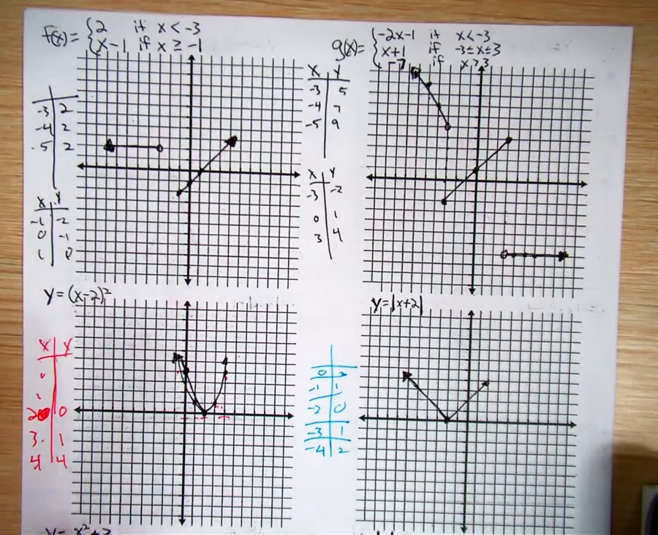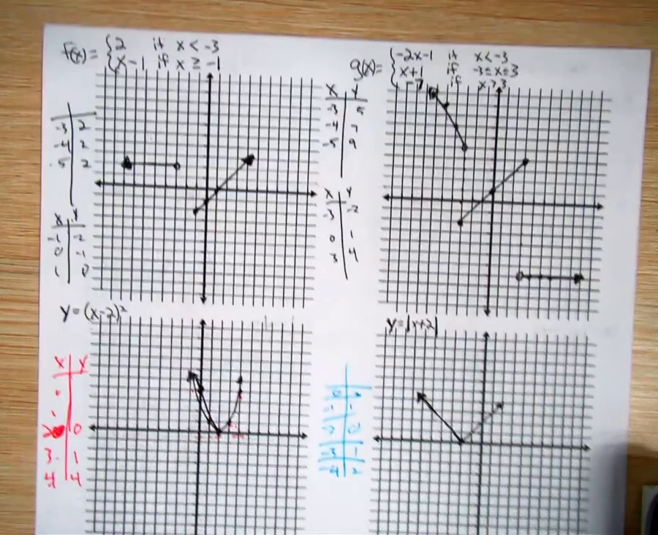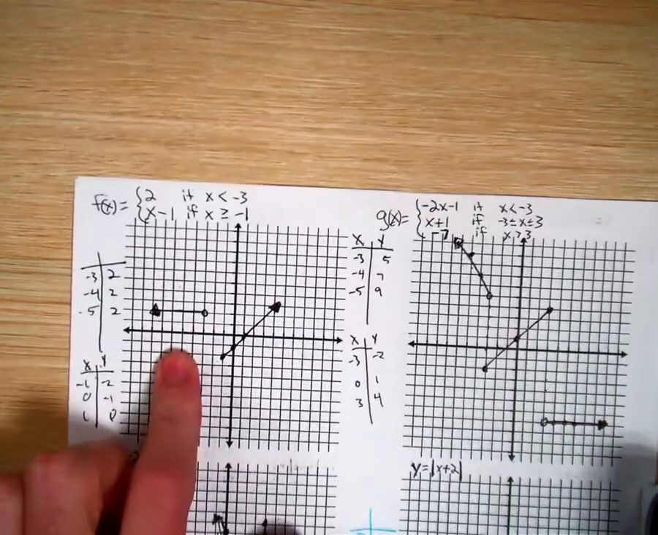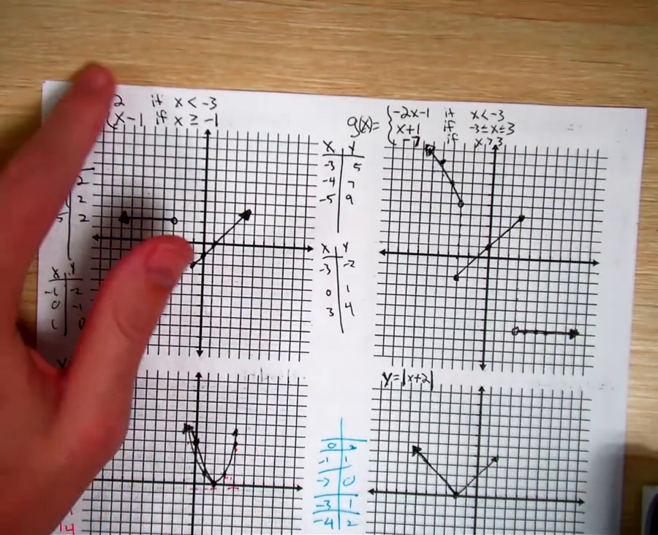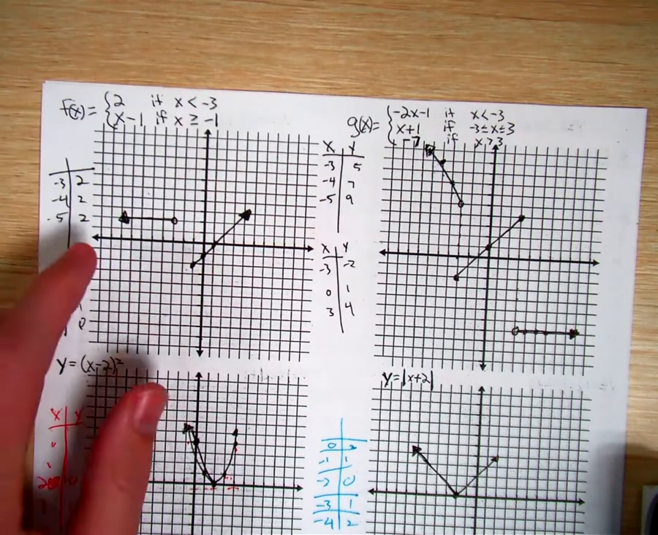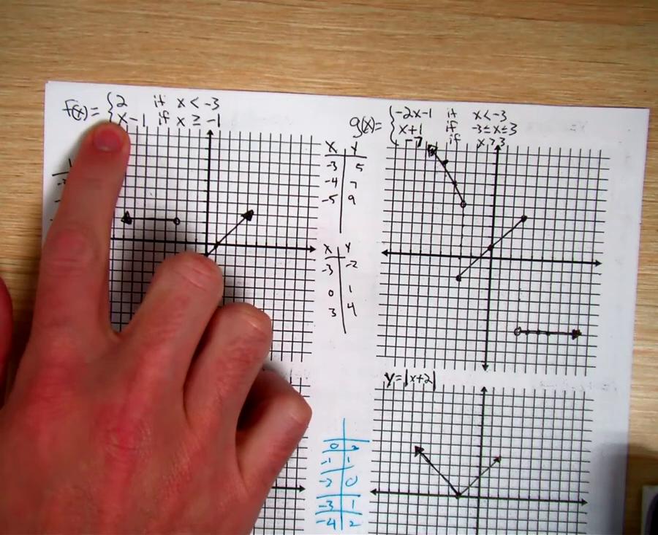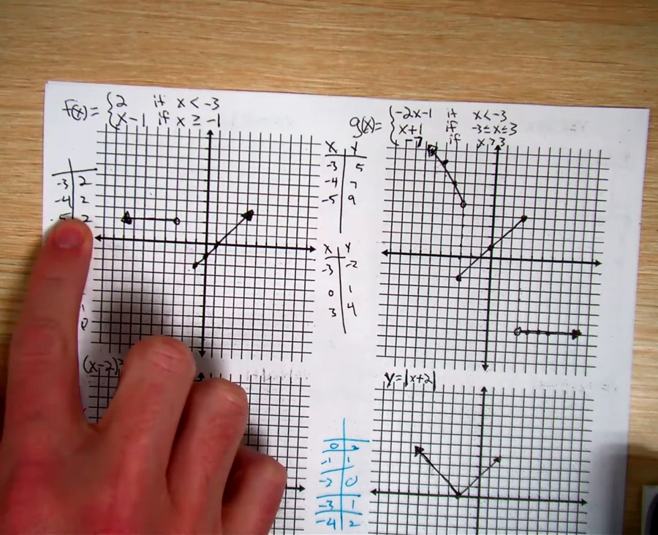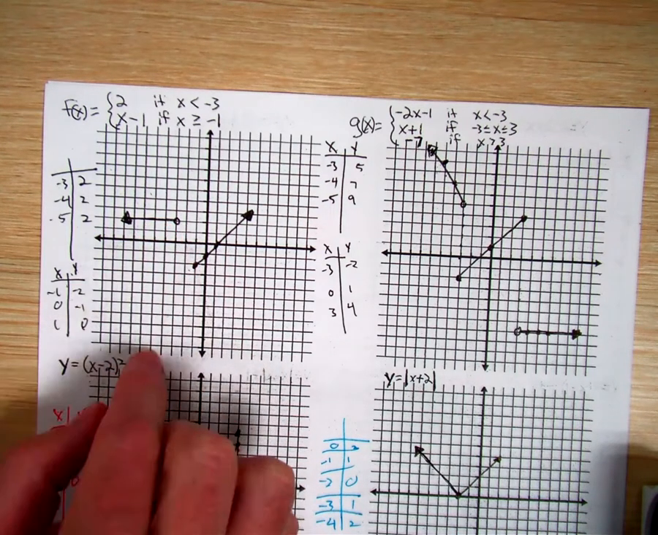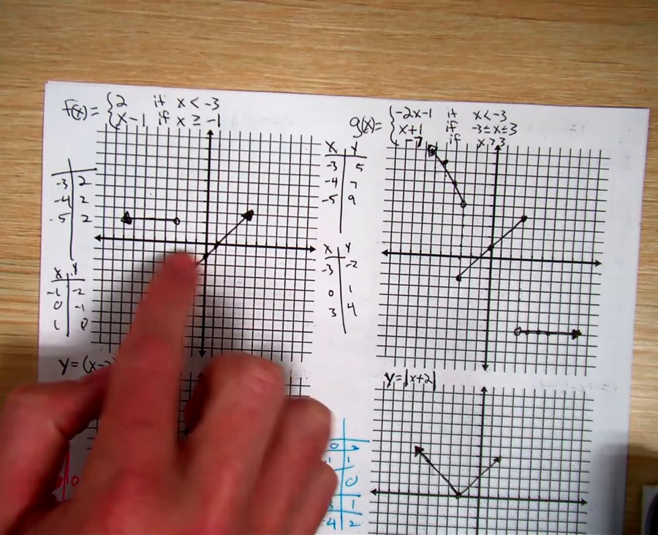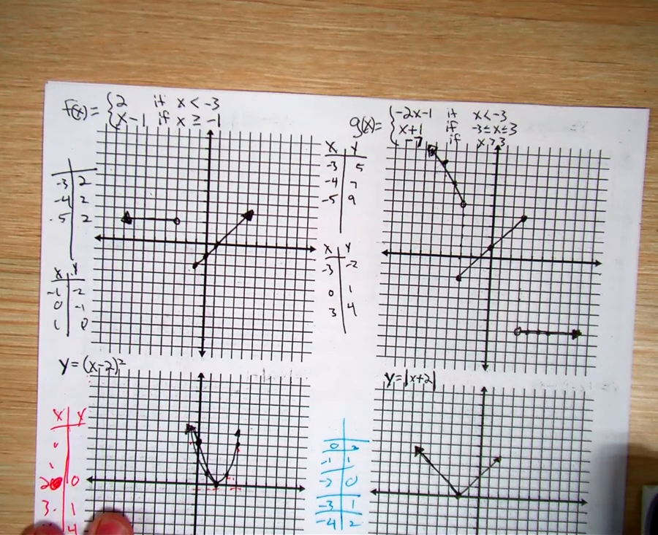Homework from 2.7, just in case we haven't checked that yet. Alright, we should be looking like this. 2 if x is less than negative 3. So for x's that are less than negative 3, we're just going to have the constant value of 2. So we should have a flat line going this way. Open circle at negative 3, 2, going this way to the left, open circle.